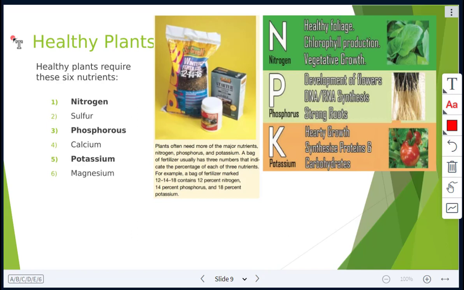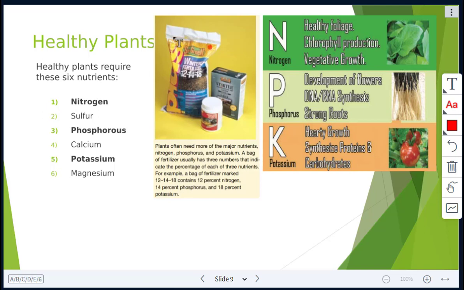Okay, so healthy plants require these 6 nutrients: nitrogen, sulfur, phosphorus, calcium, potassium, and magnesium. Those are the 6 key nutrients that healthy plants require. Now you'll see the ones bolded: nitrogen, phosphorus, and potassium. Those are the nutrients that plants often need more of. Those are the major nutrients. So again, nitrogen, phosphorus, and potassium.